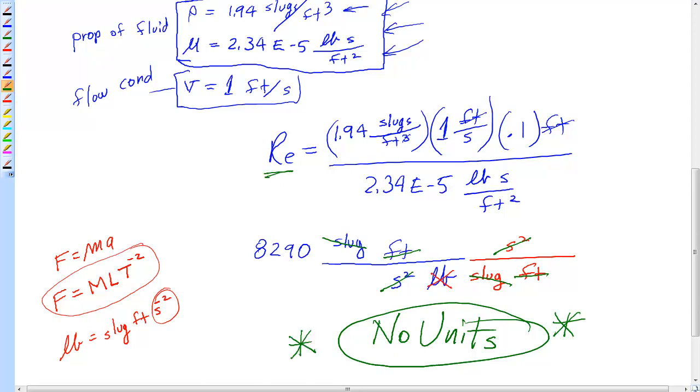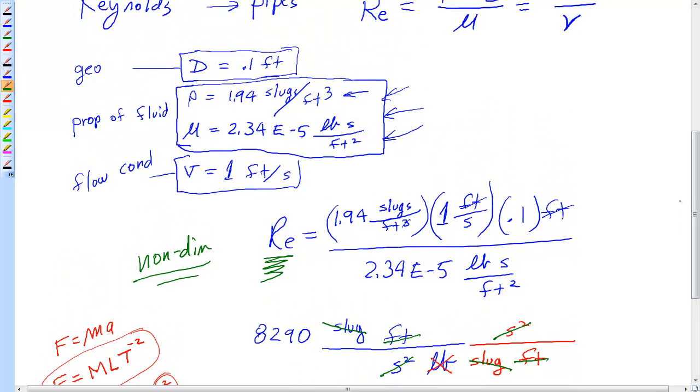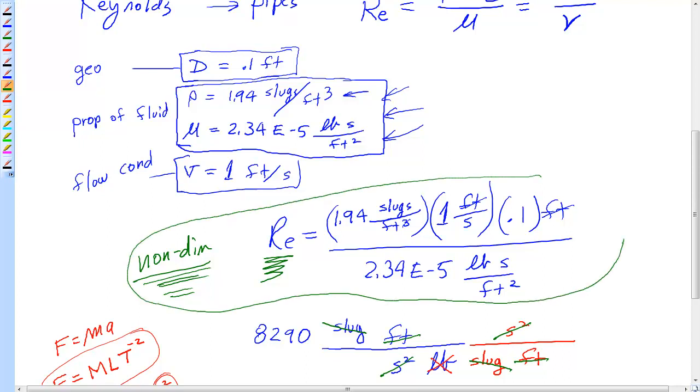Here's the key. The Reynolds number is a non-dimensional number. And as a result, we'll find later, it's an extremely powerful indicator of the flow and how it behaves. Now, that's not to say all non-dimensional numbers do that. There are specific non-dimensional numbers in fluids which have extreme significance. Reynolds number just happens to be one of these.